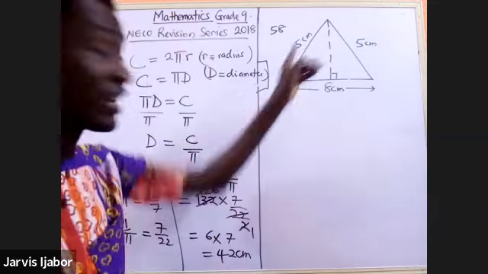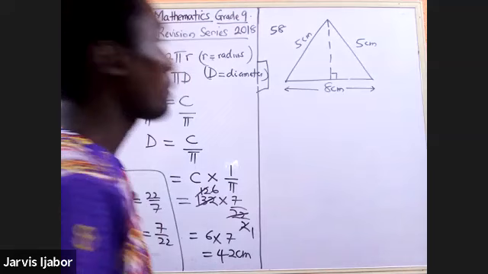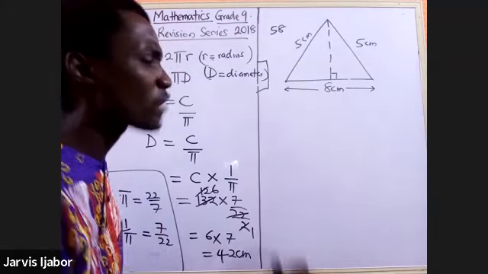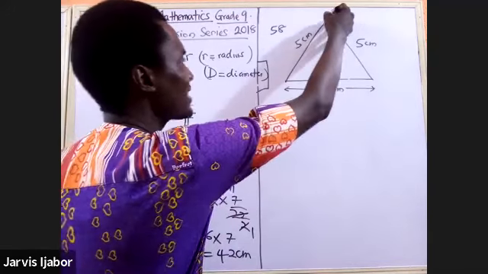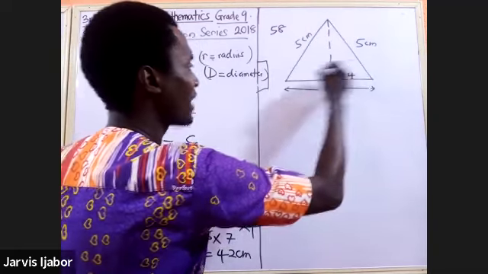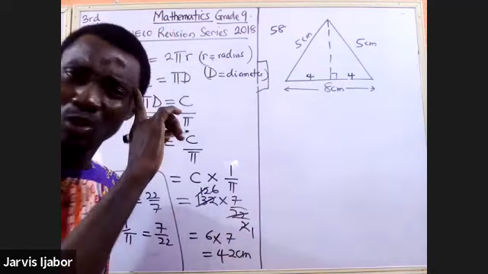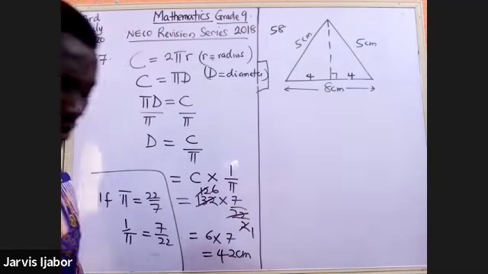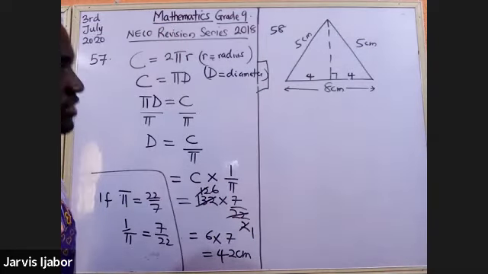This is an isosceles triangle. So with an isosceles triangle, we know that this one will bisect this line. So this becomes 4 and this becomes 4. It's an important fact. So that's something I must know to be able to solve the question.